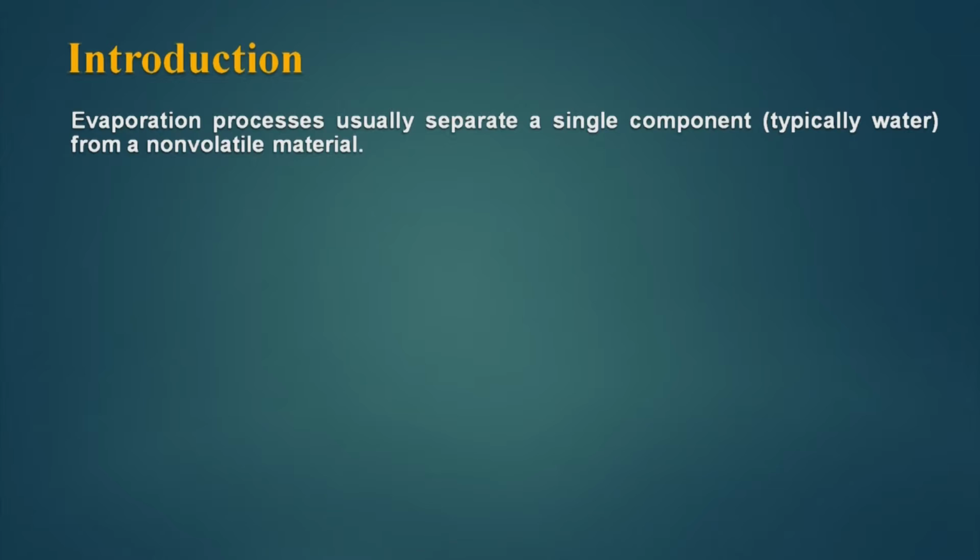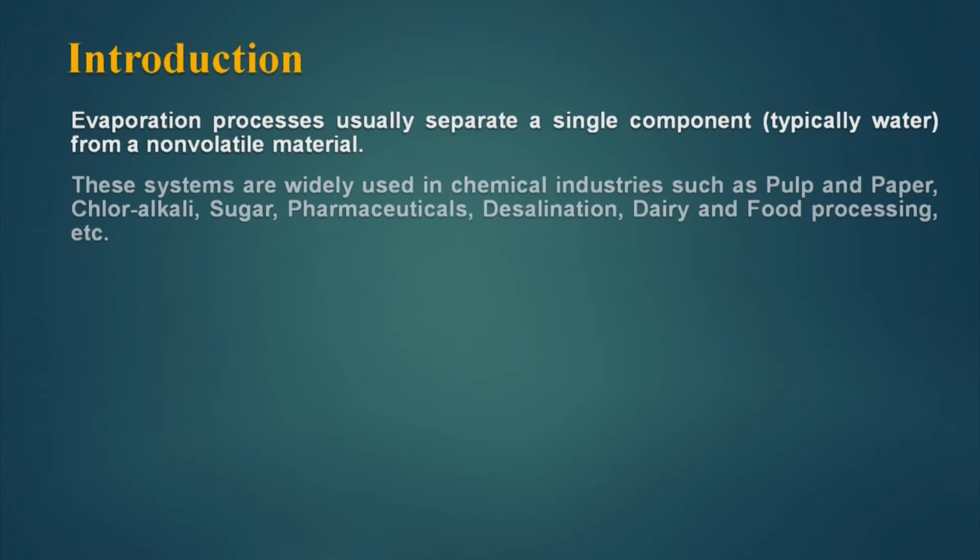Evaporation process usually separates a single component, typically water, from a non-volatile material. These systems are widely used in chemical industries such as pulp and paper, chloroalkali, sugar, pharmaceuticals, desalination, dairy and food processing industries.